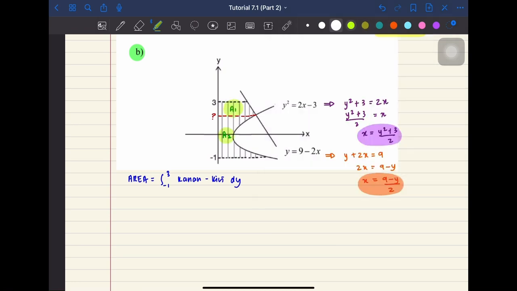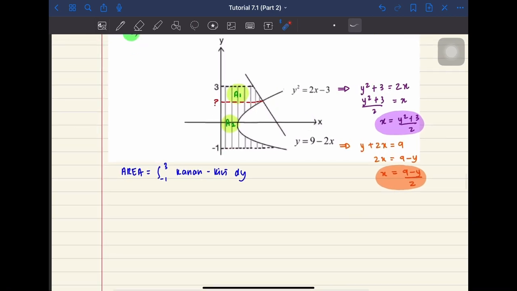Okay, so untuk cari A1 dan A2, awak kena tahu value of Y yang dekat sini. Value of Y dia berapa? Berapakah limit dia sampai berapa? Negative 1 sampai berapa? So how do we find this? Okay, so kalau awak perasan dekat sini, this is actually intersection. See, here is the intersection.